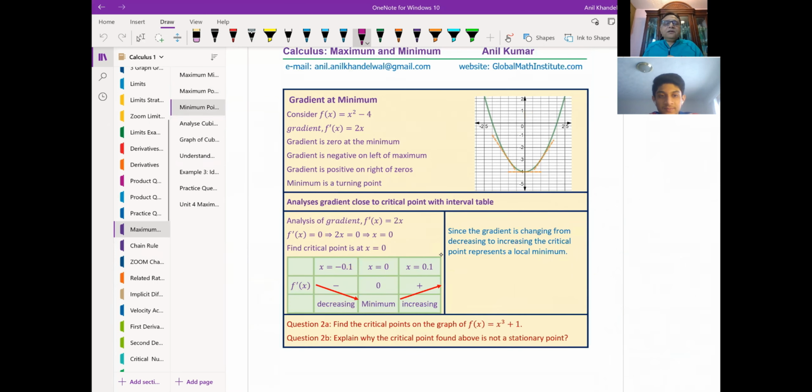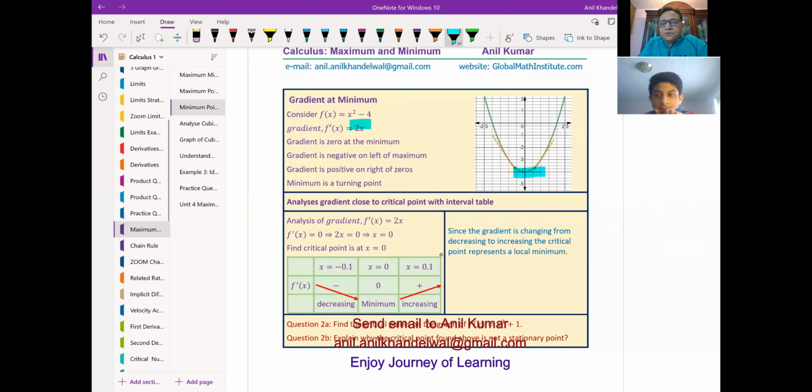So the next example is to consider the function x squared minus 4. This time the derivative is positive 2x, right? Now again you can analyze, and this is like a practice question for you. Once you analyze, you figure out that at 0 we have a horizontal tangent, because if I substitute 0 for x, I get the first derivative as 0. So the critical number is x equals 0, right? So that becomes a critical number.